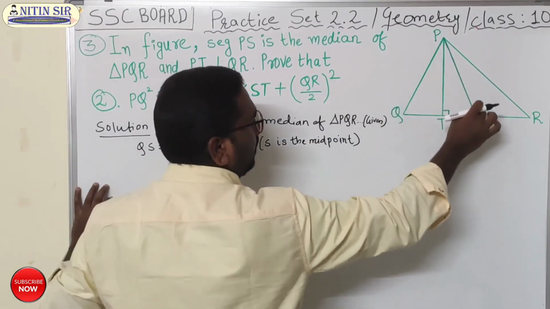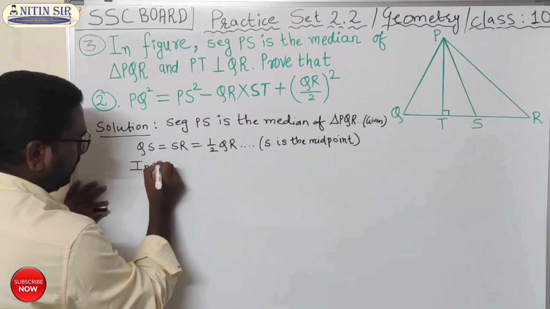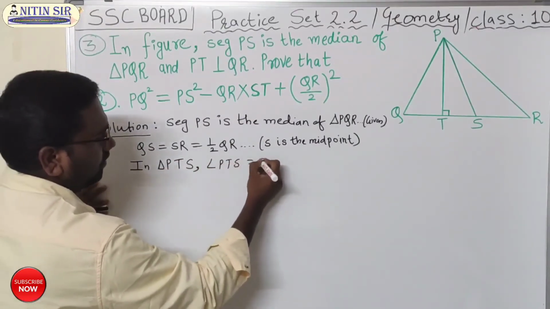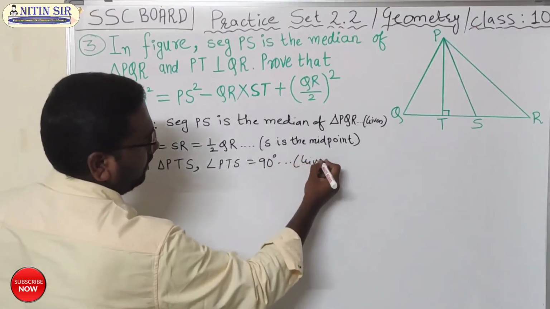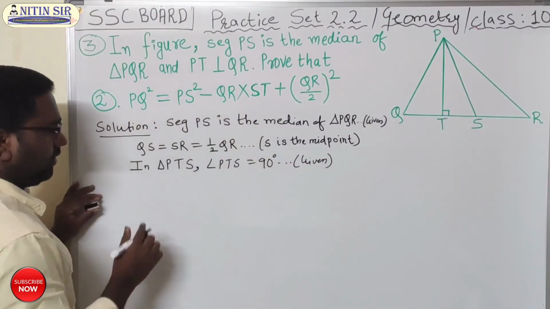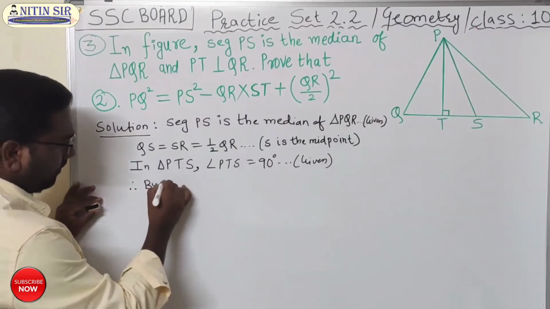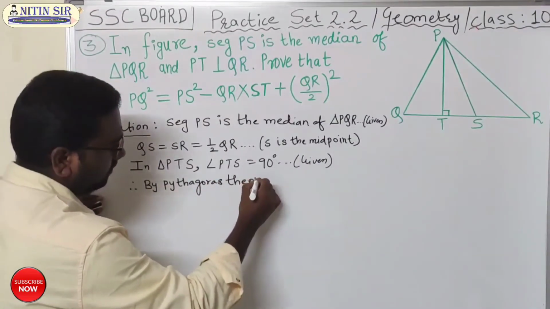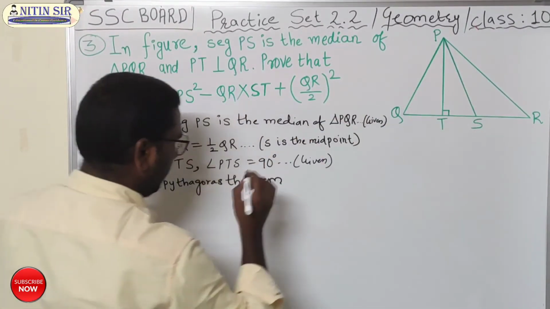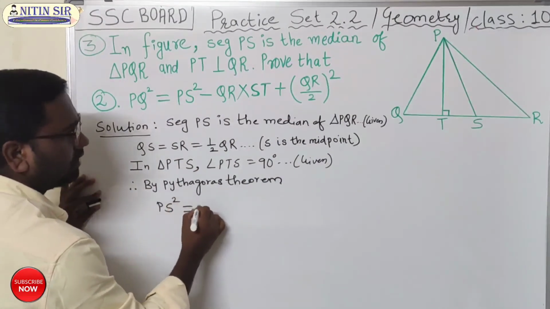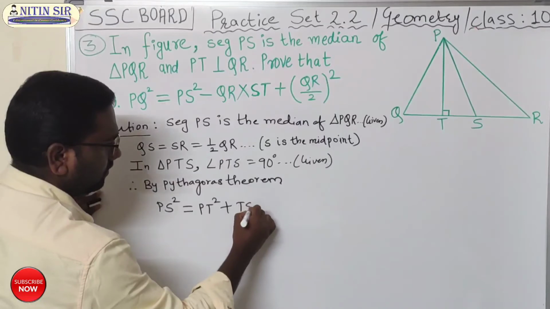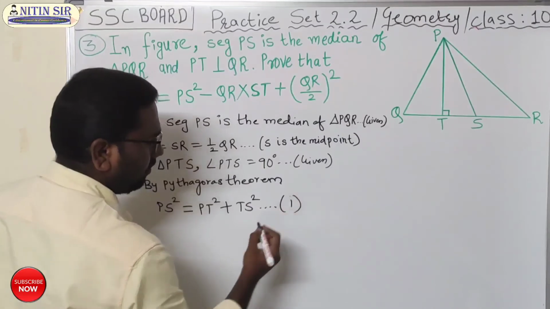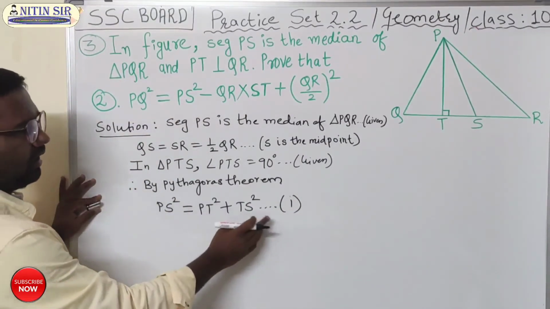So in triangle PTS, angle PTS is equal to 90 degree. That is given. This angle T is 90 degree. So therefore, by Pythagoras theorem, we can say that PS square is equal to PT square plus TS square. This will be our equation 1. PS square is equal to PT square plus TS square.